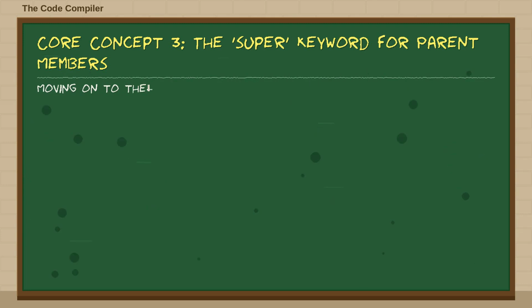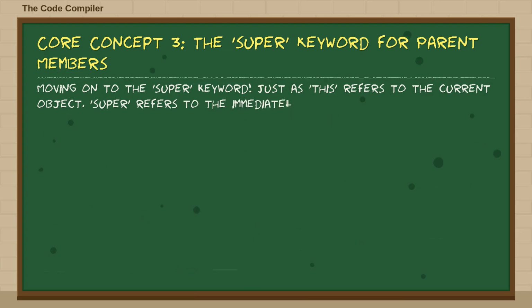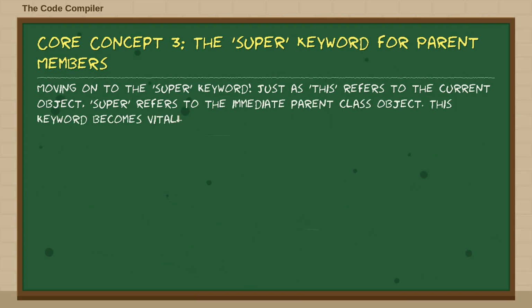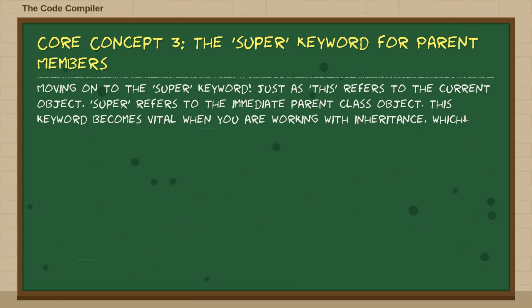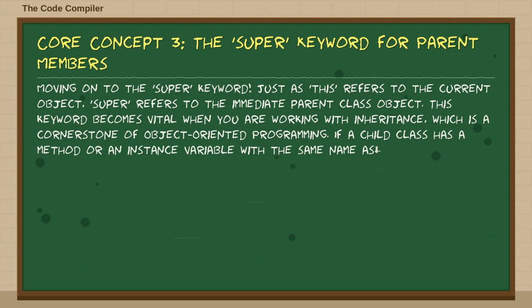Just as this refers to the current object, super refers to the immediate parent class object. This keyword becomes vital when you are working with inheritance, which is a cornerstone of object-oriented programming. If a child class has a method or an instance variable with the same name as one in its parent class, and you want to explicitly access the parent's version, you use super. For example, super.methodName will call the parent's method even if the child has overridden it.